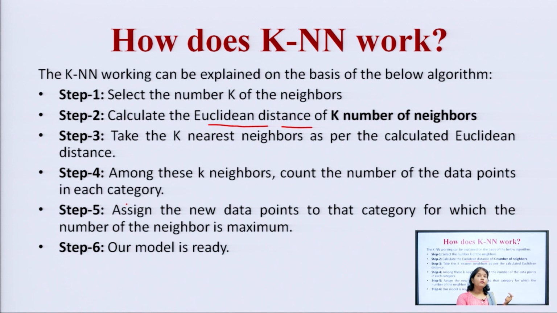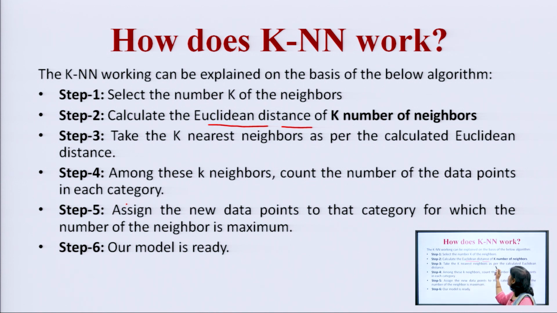Okay. One was to select the number k of the neighbors. I have told you, k neighbors means 3 neighbors, 4 neighbors. One data point is given and you have to find out the nearest neighbors. Nearest neighbors means you have to find out 4, 5, 6, whatever the number is. So select the number first, and after that, you will calculate the Euclidean distance of the k number of neighbors and take the k nearest neighbors as per the calculated distance.